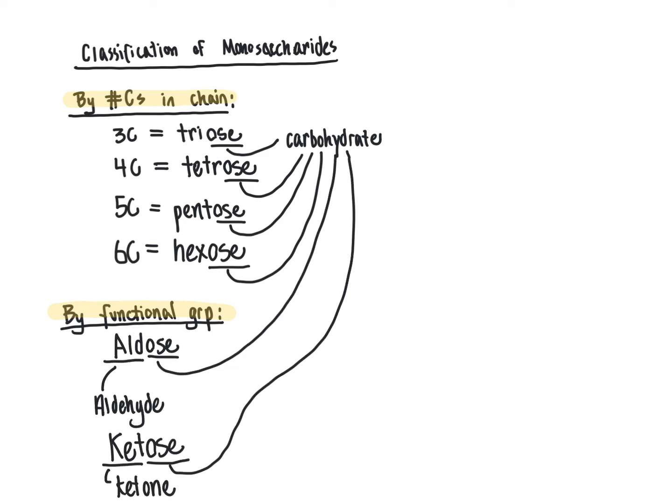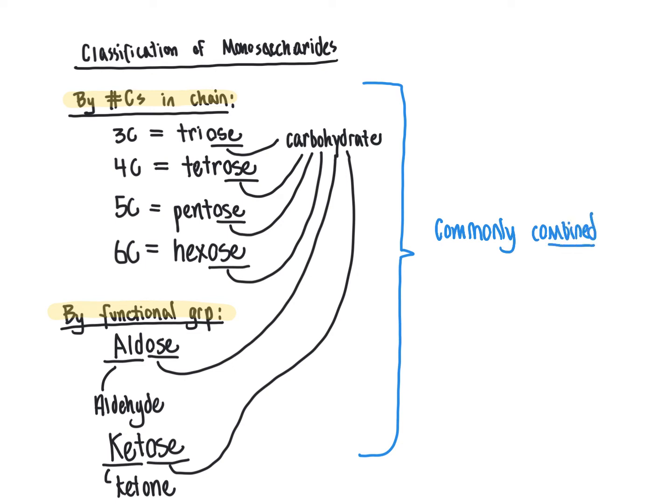Very commonly, when classifying monosaccharides, these two types of classifications, that is, the number of carbon atoms in the chain and the functional group, are joined together to form a single, more complex term that offers a more comprehensive description of the type of molecule that one is dealing with. For example, if we were dealing with a molecule that had an aldehyde functional group and 6 carbons, we would refer to it as an aldohexose.